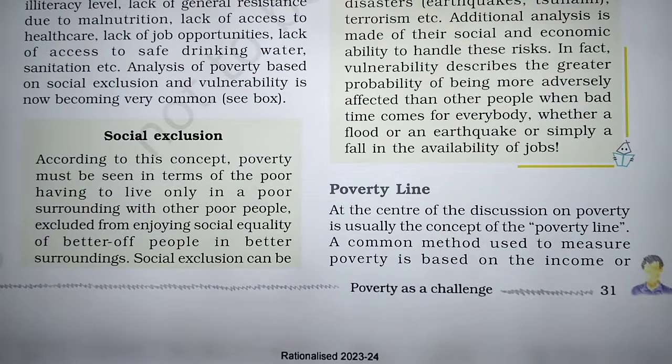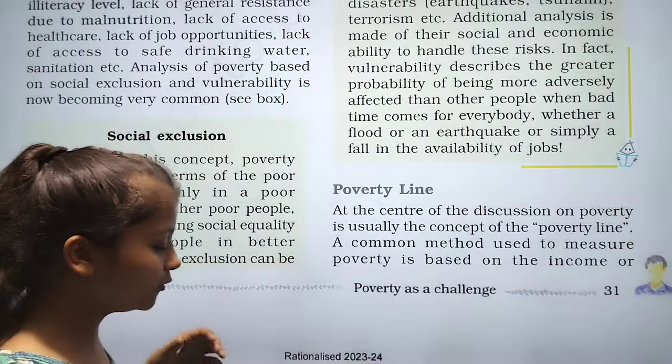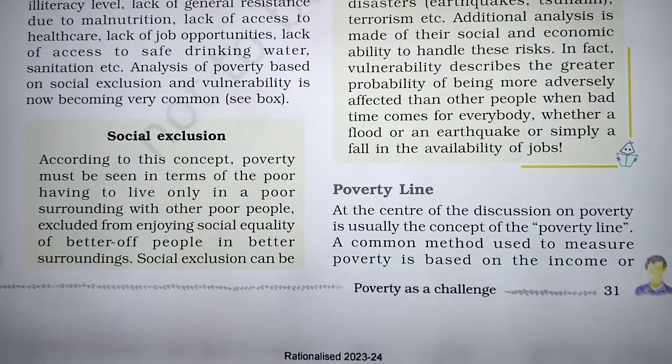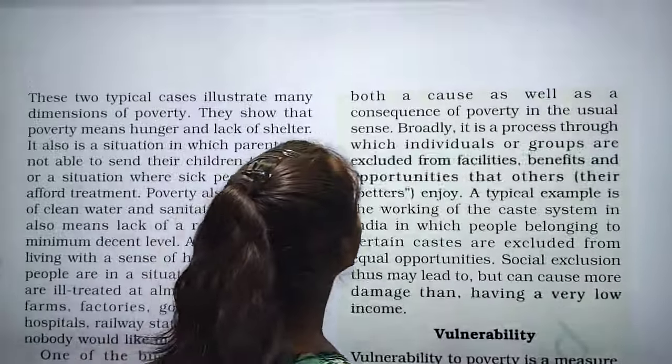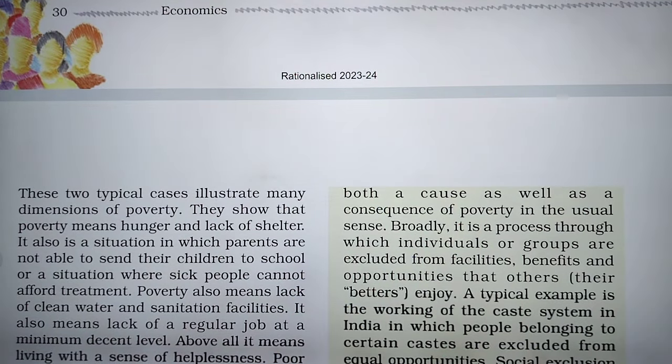They are excluded from enjoying social equality with better-off people in better surroundings. If we spend time in better surroundings with better-off people, then they can improve themselves and take jobs for the best income. But if they are living in a poor society, they cannot do these things. Social exclusion can be both a cause as well as a consequence of poverty in the usual sense.